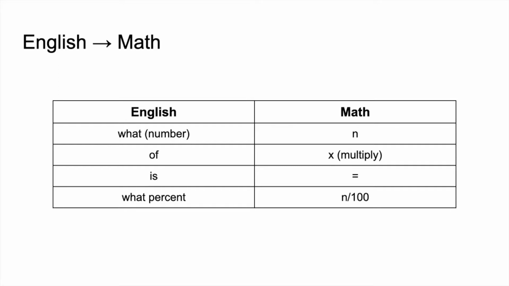The fourth one is the trickiest one. What percent? What percent means n over 100? If you have trouble remembering this one, and many kids do, then you can think of it this way.